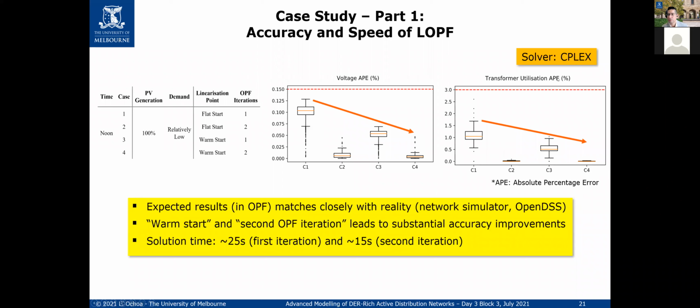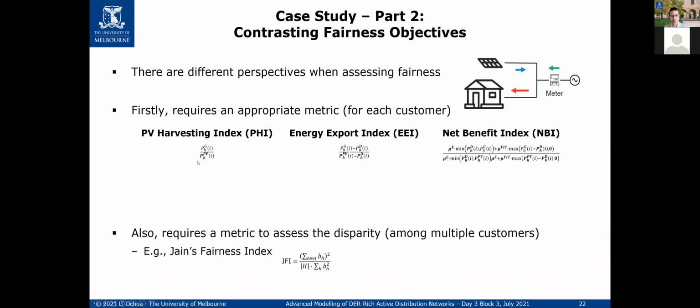So that's great. In terms of transformer utilization as well, what we have here is that we reduce that. So the errors are diminished significantly as well, and that's great. So the OPF matches very, very closely with reality, particularly when we use the second iteration of the OPF, and even more if we use the warm start coming from the SCADA data, and that's brilliant, right? So in total we're talking about seconds, less than a minute, and that's fantastic. So this can actually work in terms of accuracy and speed.